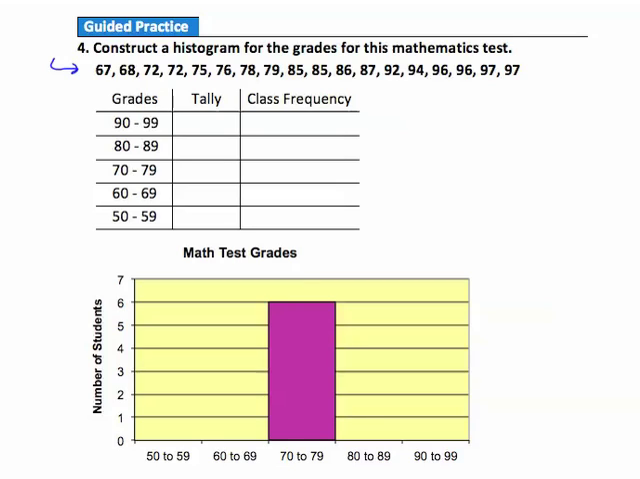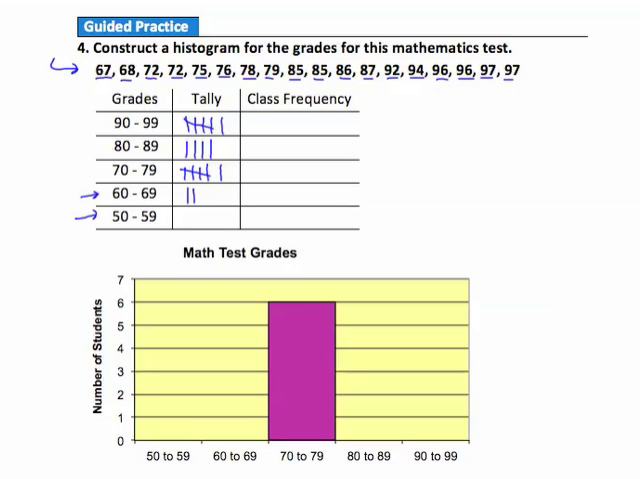We've got our class intervals set up here, starting with the lowest one, 50 to 59. The next class interval, 60 to 69, 70s, 80s, and 90s. Let's start to tally these up. So in the 50s class interval, I don't have any. In the 60s, I have 1, 2. So tally that up. The 70s, 1, 2, 3, 4, 5, 6. In the 80s, 1, 2, 3, 4. And in the 90s, 1, 2, 3, 4, 5, 6.